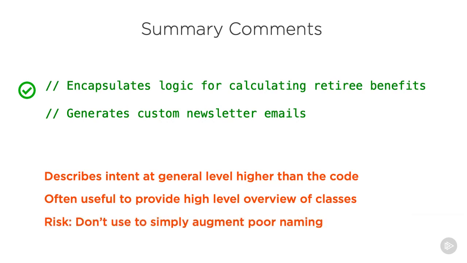However, be sure you're not using summary comments to augment poorly named classes or functions. Small, well-named functions are often so self-documenting that a summary comment would simply be redundant. So, seek to convey your intent in code, but be sure to add summary comments to give your readers the high-level context that they need.